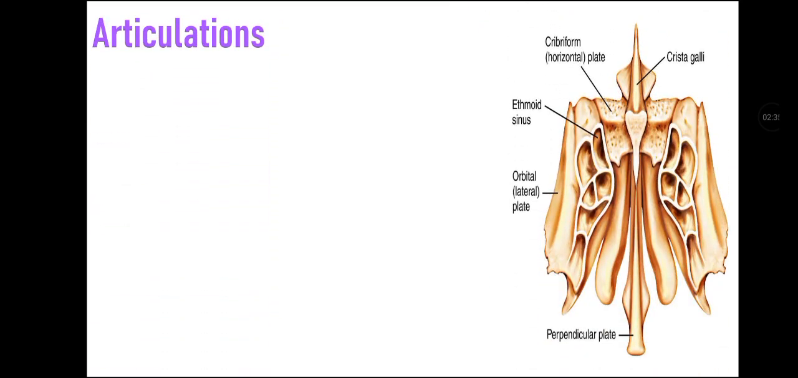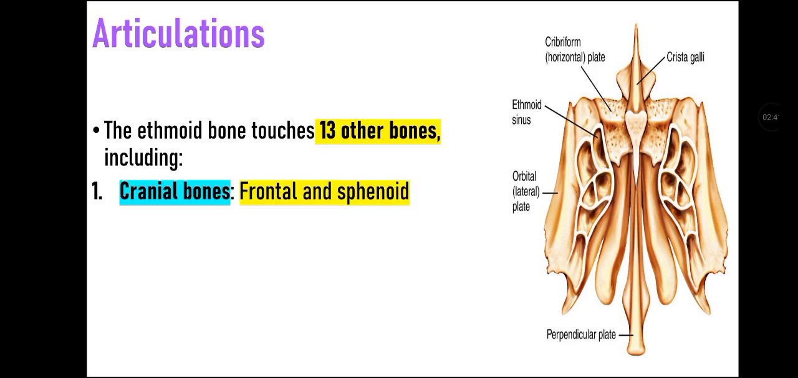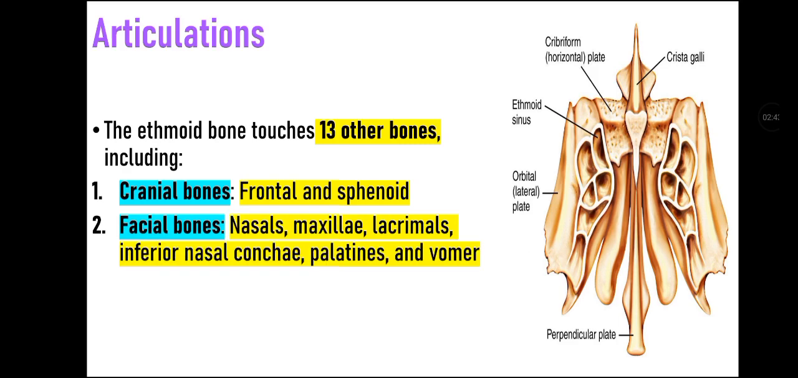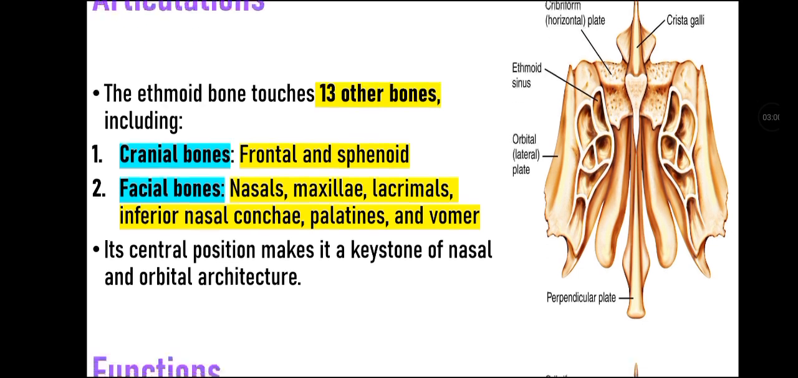Now let's talk about articulations of ethmoid bone. Ethmoid bone touches 13 other bones including cranial bones that are frontal bone and sphenoid bone, and it also articulates with facial bones, and these bones include nasal bone, maxillary bone, lacrimal bone, inferior nasal conchae, palatine bone, and vomer. Its central position makes it a keystone of nasal and orbital architecture.